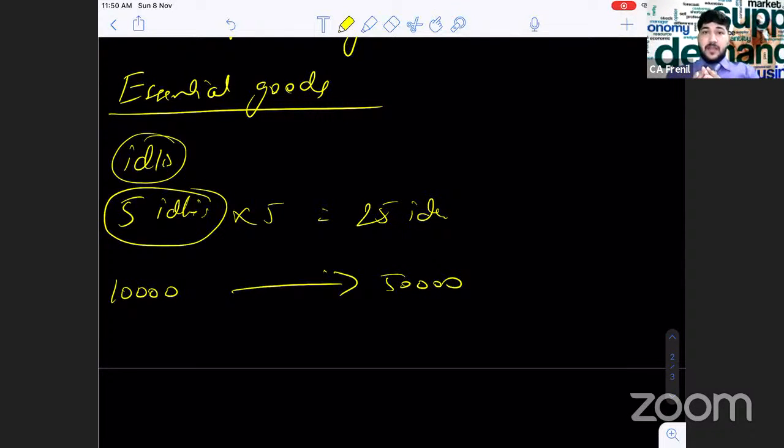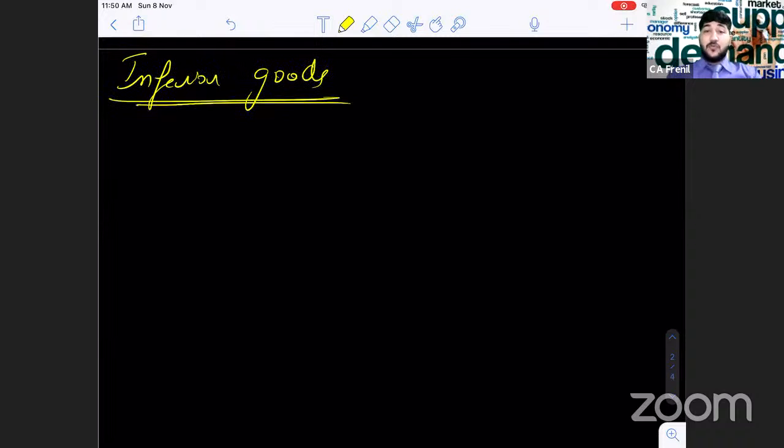Okay, I hope these things are clear, and I want to make sure that you know something about inferior goods as well. Inferior goods, everybody knows what an inferior good is. What is an inferior good? An inferior good is that good which is demanded only up to a certain level of income.